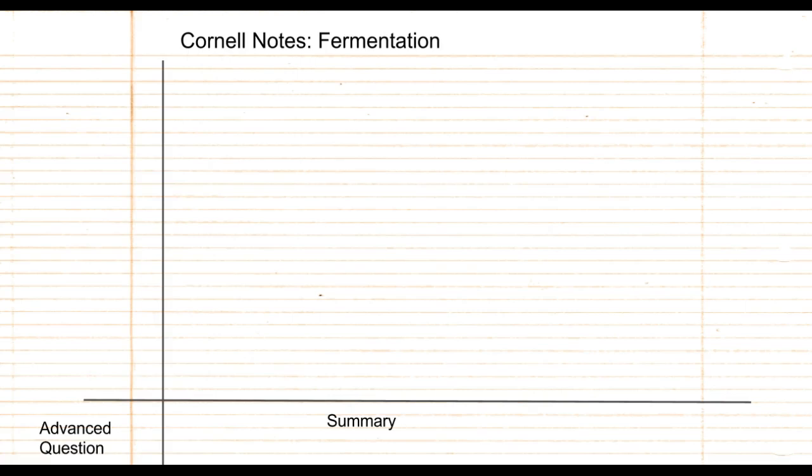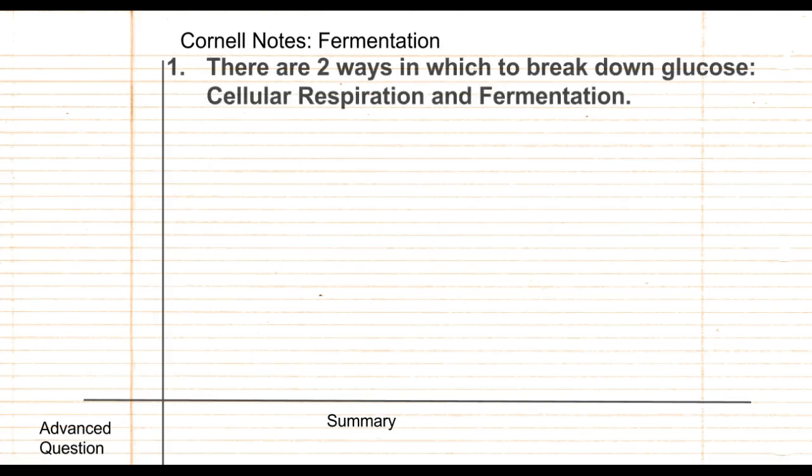Number one. For number one, write: there are two ways to break down glucose. The first way is cellular respiration, and the second way is fermentation. I will provide you the first question. On the left-hand side, you can write down something such as, how many ways are there to break down glucose? Okay, moving on to number two.